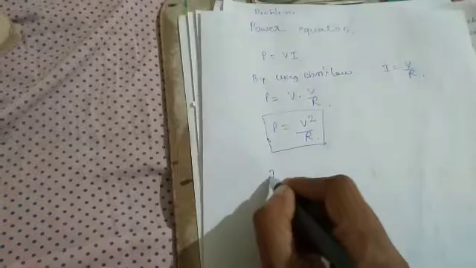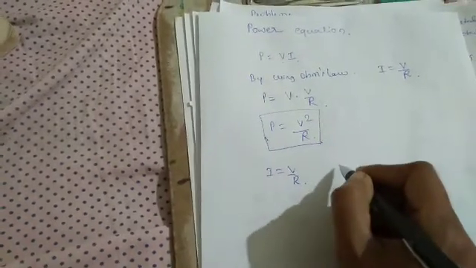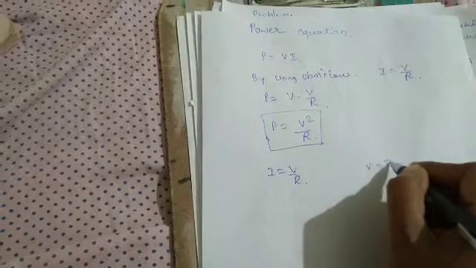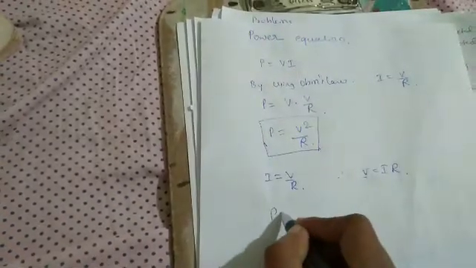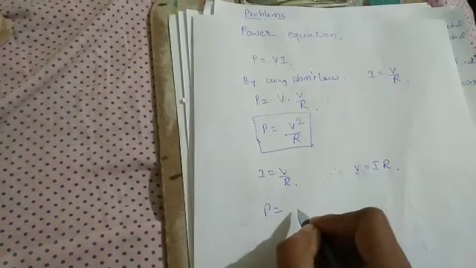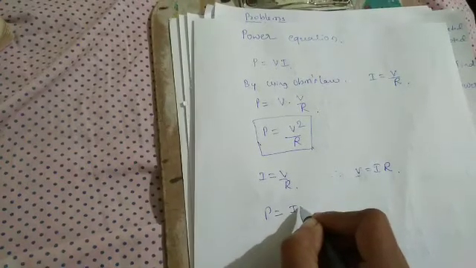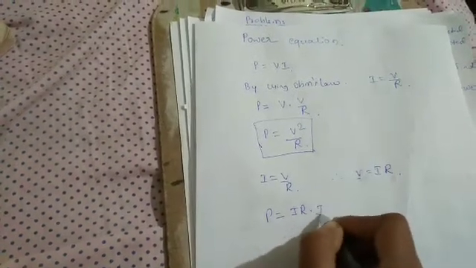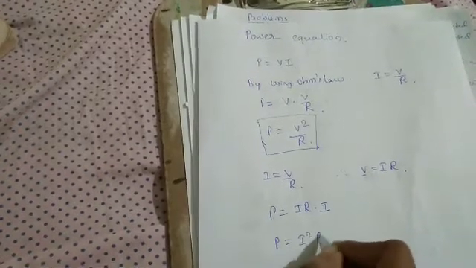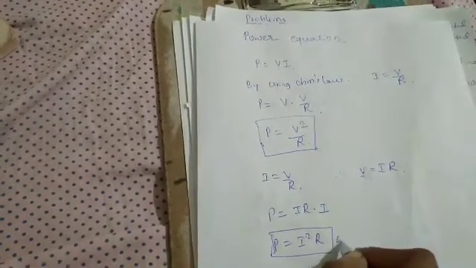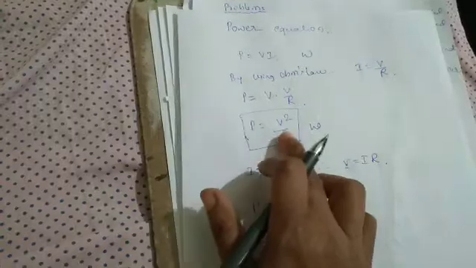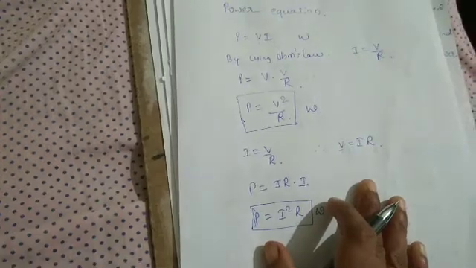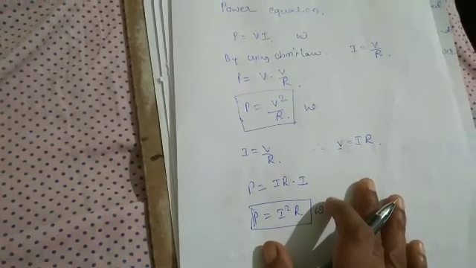Then, using Ohm's law only, I is equal to V by R, therefore V is equal to I into R. Now you can put the value of V in the power equation. Replacing V with I into R, with I as it is, power is equal to I square into R. This is your third power equation. Power is measured in watts. Power is equal to V into I, power is equal to V square by R, power is equal to I square into R. All these equations you can use for solving problems.